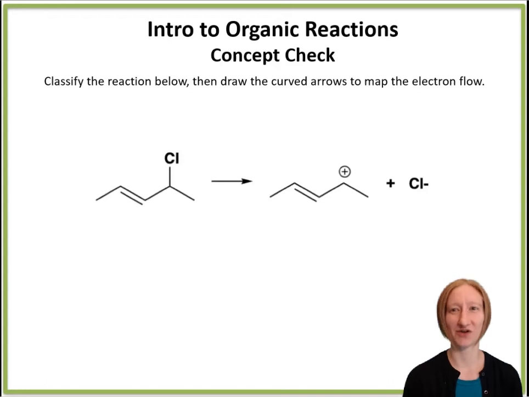This first concept check question is asking us to classify the reaction shown and then draw the curved arrows to map the electron flow. To classify the reaction, we look at how many reactants are converted into how many products. Here we have one reactant breaking apart into two products. So this will be an elimination reaction.